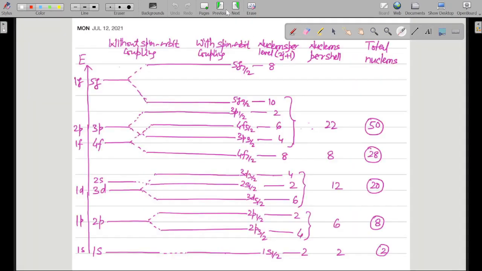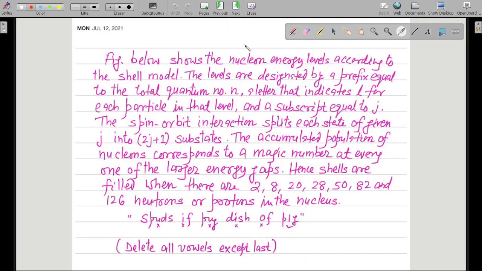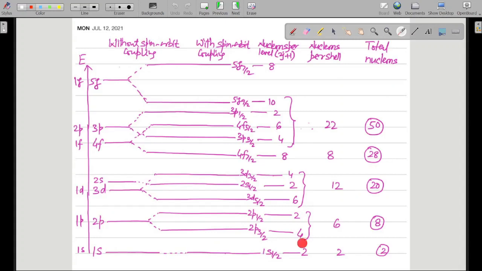Okay, so such is the situation with us. Neutrons and protons will be filled separately. The accumulated population of nucleons corresponds to a magic number at every one of the larger energy gaps. You can clearly see over here the shell number is changing because of a huge energy gap, so magic number 2. Over here the shell number changes because of a huge energy gap, so magic number 8.